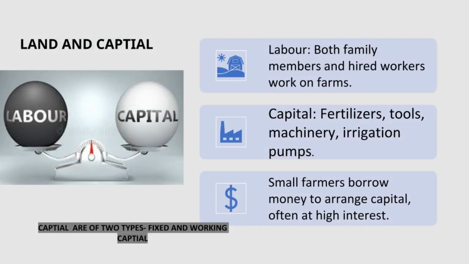Labor, both family members and hired workers work on farms. Capital, fertilizers, tools, machinery, irrigation pumps. Small farmers borrow money to arrange capital, often at high interest. Capital is of two types: fixed and working capital.